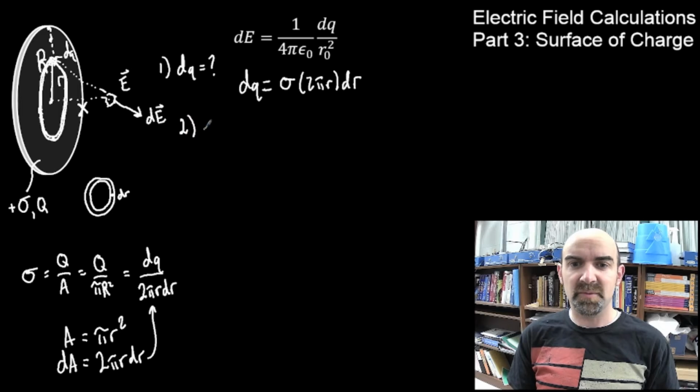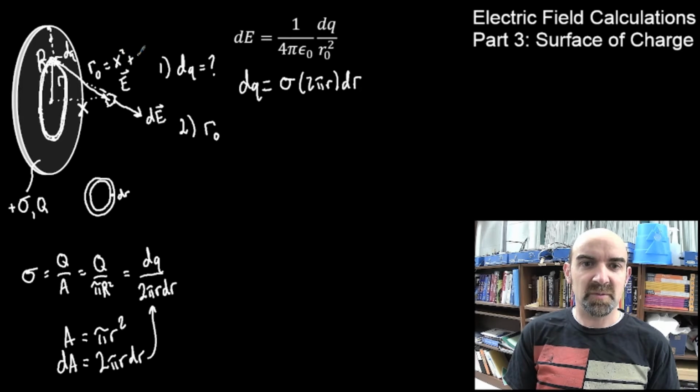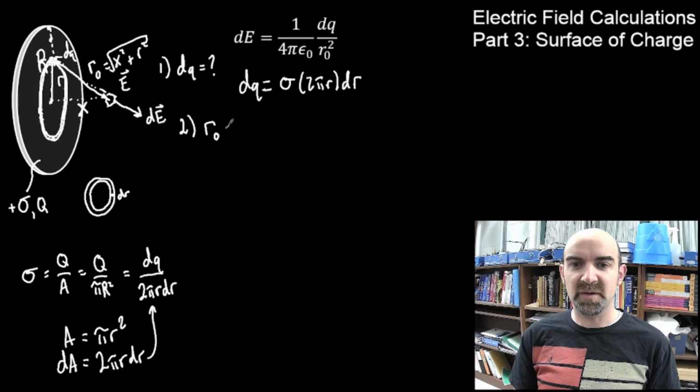Second step, what is this R naught? Remember that is the distance between the electric field point and dq. And notice that's why we picked this ring, because every point around this ring on the disk is at a distance R naught. And that's equal to the square root of x squared plus r squared. So there we have our R naught.